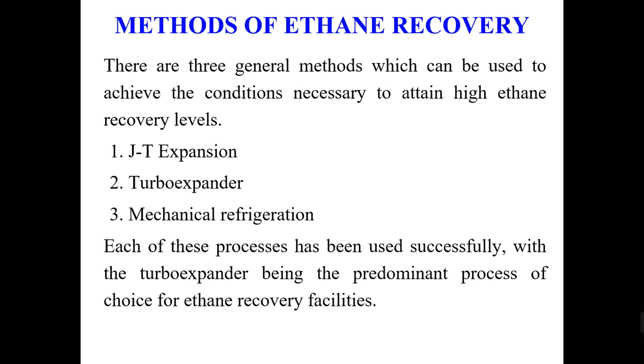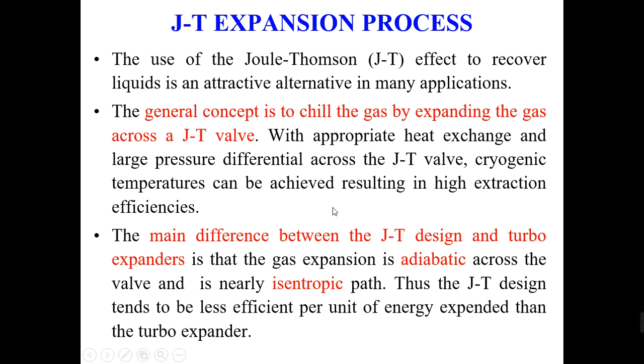Now, in order to remove the ethane, we have three processes. One of them is JT expansion, another one is the turbo expander, and the third one is mechanical refrigeration. These are equipment which have no moving parts, this JT expansion and turbo expander. These are used for the ethane recovery process, and I will show you how both of them are used to chill the gas and to remove these ethane plus products out of it.